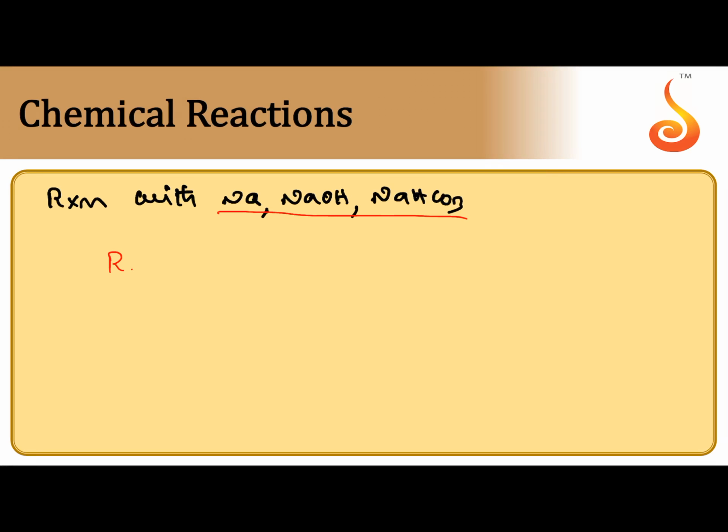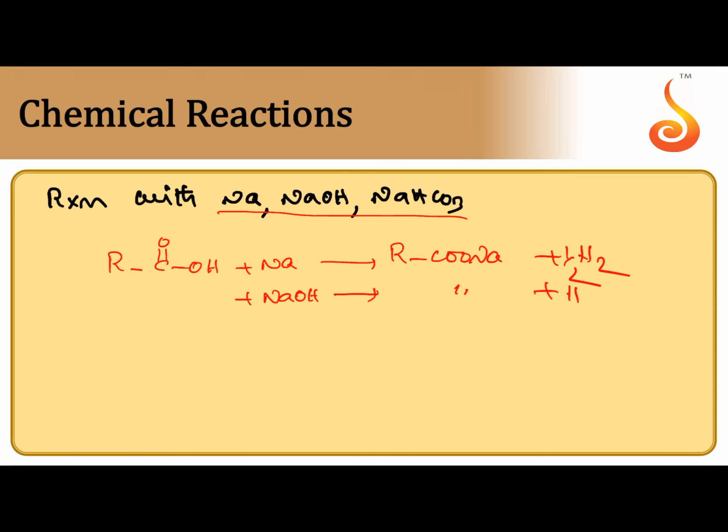Because of the acidic nature, carboxylic acid can react with sodium metal. Hydrogen is replaced with sodium, giving RCOONa, a sodium carboxylate, and hydrogen gas is released. Similarly, it is neutralized with sodium hydroxide or potassium hydroxide to give the same salt, but the byproduct is water. In the same way, when it reacts with sodium bicarbonate, we get sodium carboxylate plus H2CO3. Of course, H2CO3 decomposes to give CO2 and H2O.